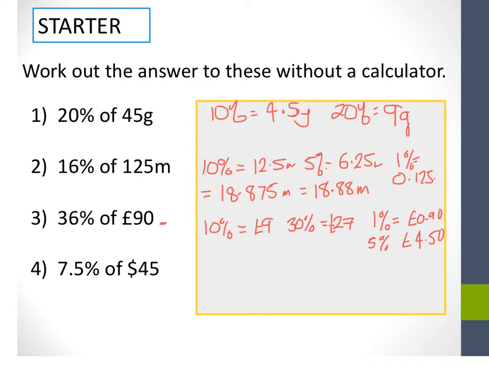So adding the 30%, so I'm going to say £27 plus my 5% plus my 1% will give me a total of £32.40.